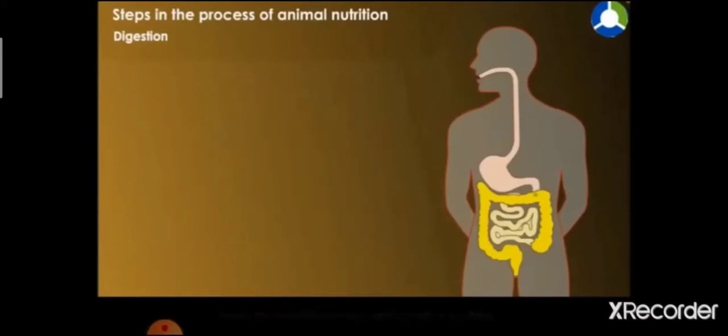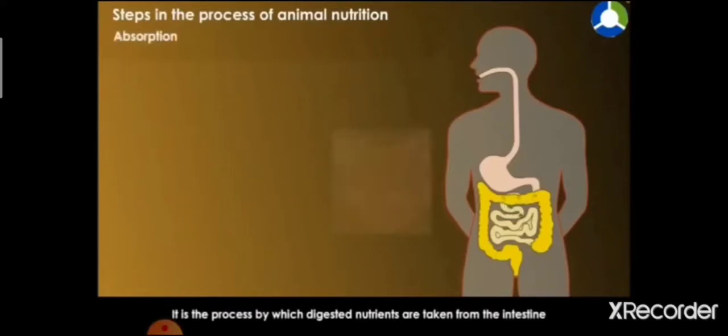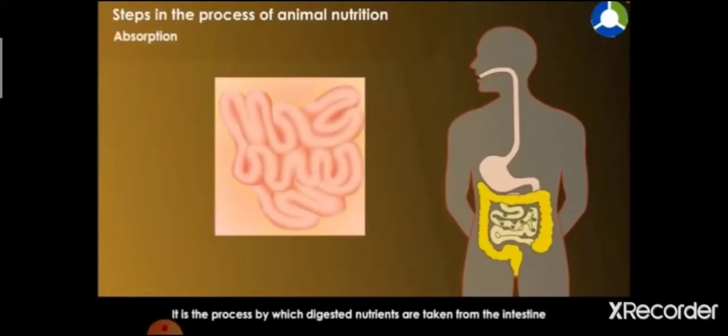Next one is absorption. It is the process by which digested nutrients are taken from the intestine and then transported to the different parts of the body by blood or lymph. Lymph is also a fluid like blood.